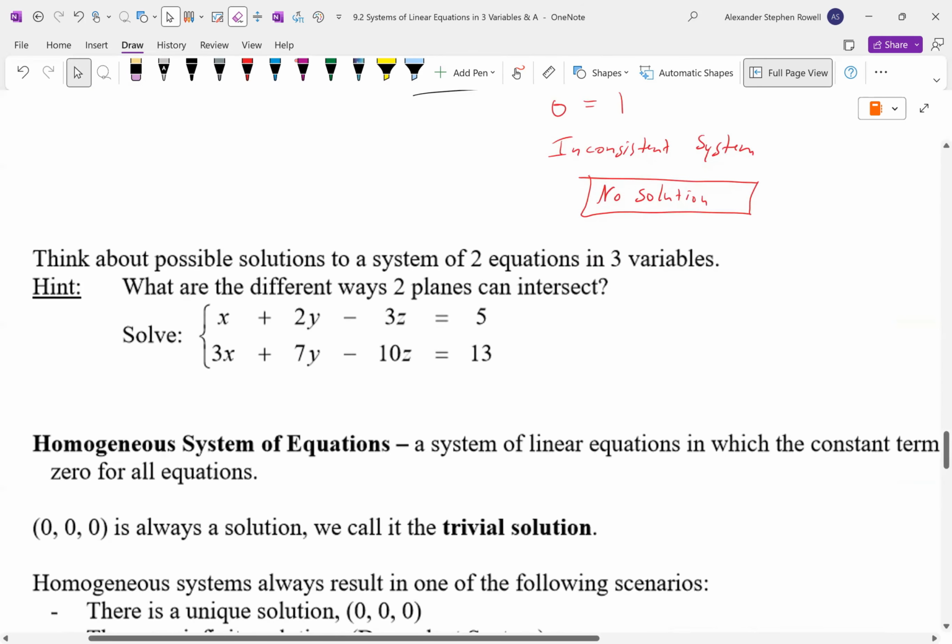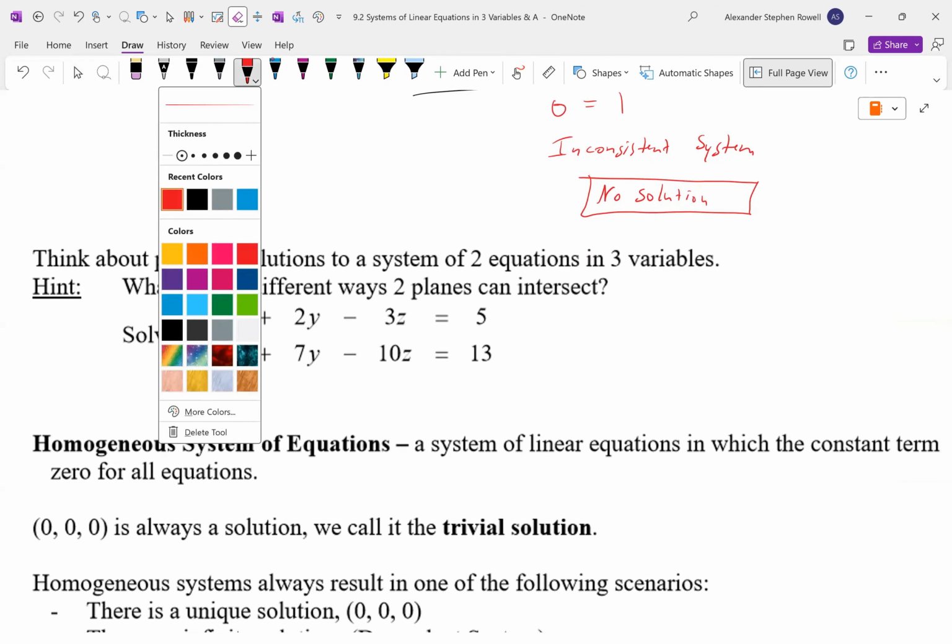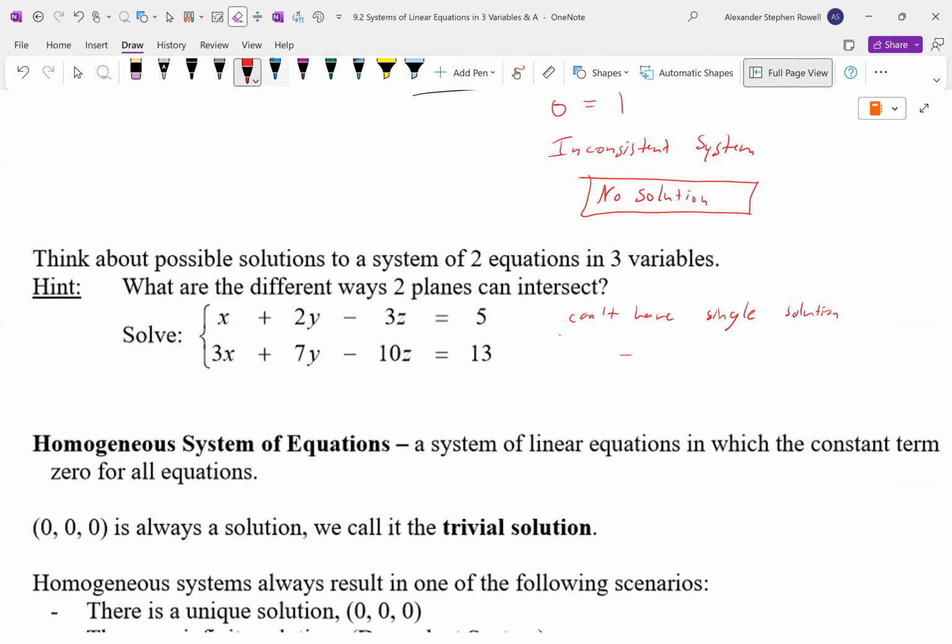Okay, if we have only two equations, we can't have a single solution. So that implies that it's either inconsistent if they're parallel planes, or dependent, most likely dependent, because two planes will intersect at a line, in which case you have infinitely many solutions along the line.